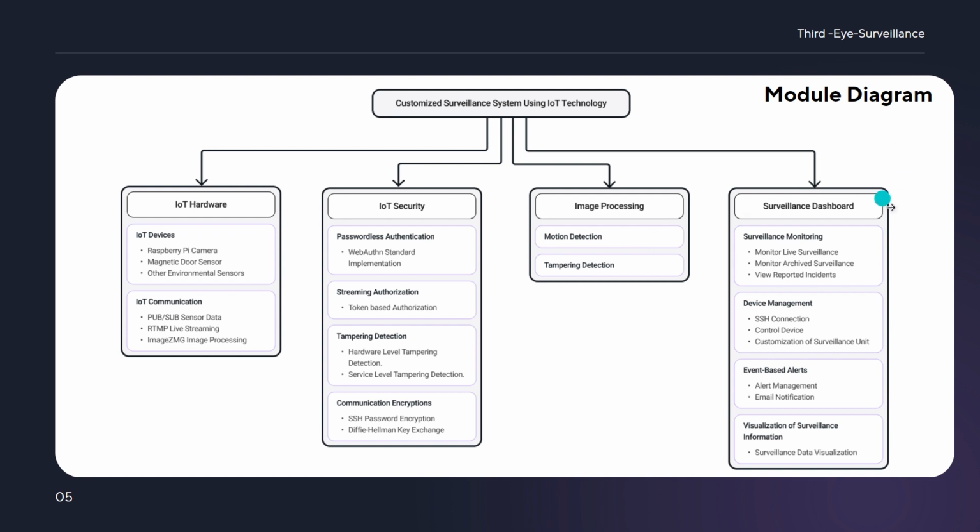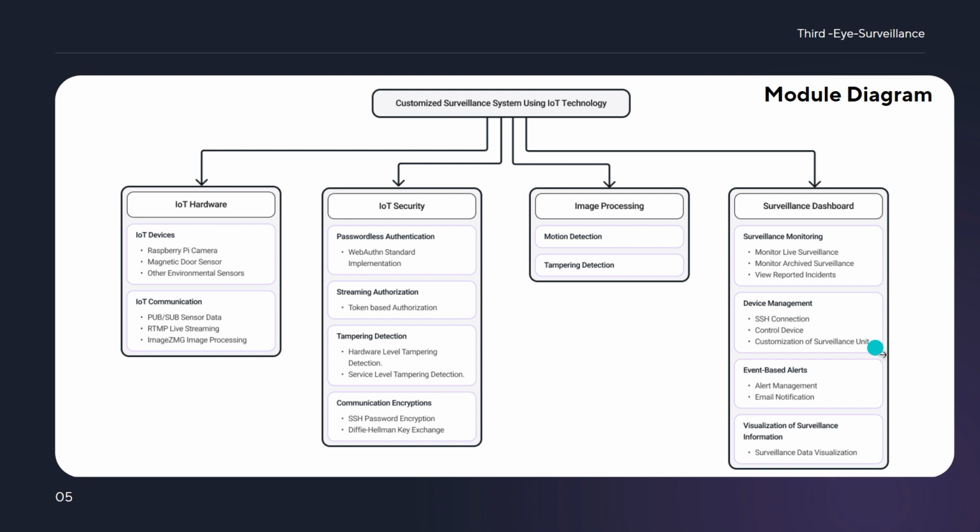For the surveillance dashboard module, there are four main sub-modules, which is the surveillance monitoring, which allows users to monitor the live surveillance footage or monitor the previously recorded footage or view the reported incident all from the dashboard. And secondly, the device management sub-module allows the users to control and access the surveillance unit.